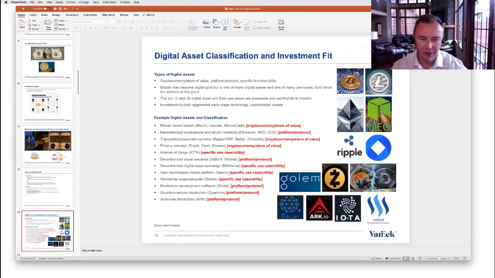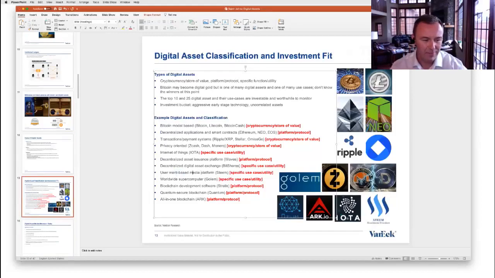So obviously, Bitcoin, if you want to look through it, is a cryptocurrency. Ethereum is a platform, and then one of the specific use cases or applications could be a media platform or a blockchain software-oriented platform. So those are some of the basics.